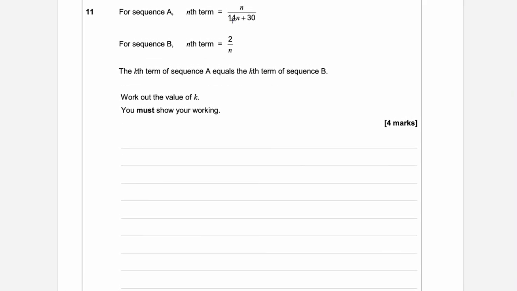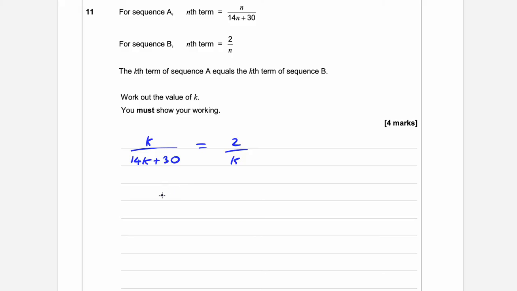For the sequence, nth term is this, sequence A, sequence B, nth term is this. The kth term of sequence A equals the kth term of sequence B. Work out the value of k. Okay, so that just means, guys, the kth term of sequence A is k over 14k plus 30, and the kth term of sequence B is 2 over k. So they're equal. It says they're equal, so we set up an equation.